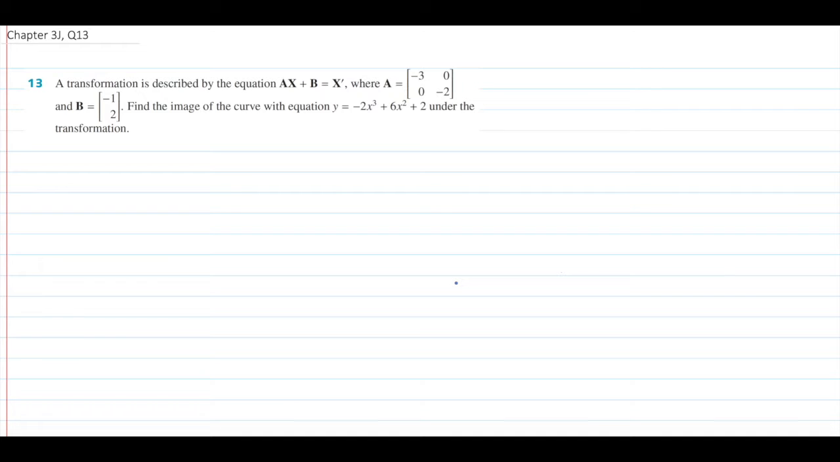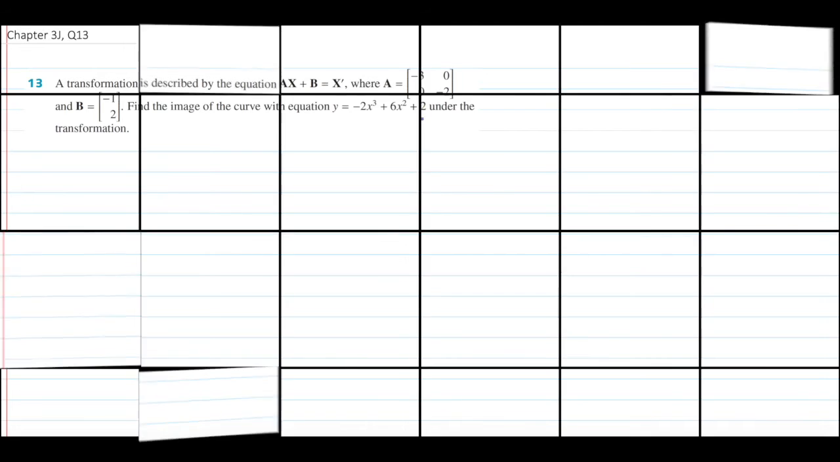Today we'll be going through a tutorial video covering chapter 3J question 13. This is the very last question of the matrices, or in this case the transformation chapter, and we're going to be doing the same thing again, finding the equation of a new graph given an old equation, but this time fully through matrices. So no mapping involved, all of it through matrices. So let's get into the question.